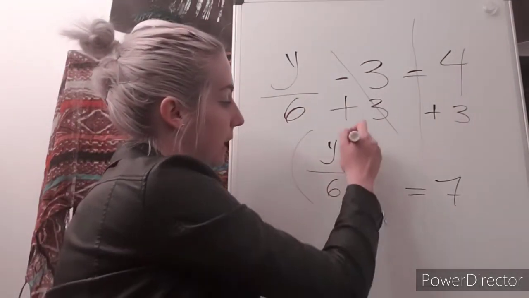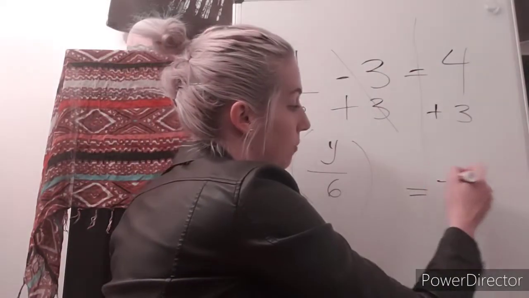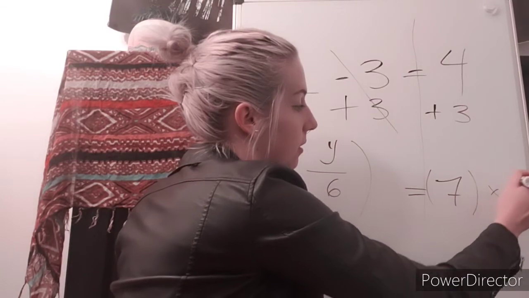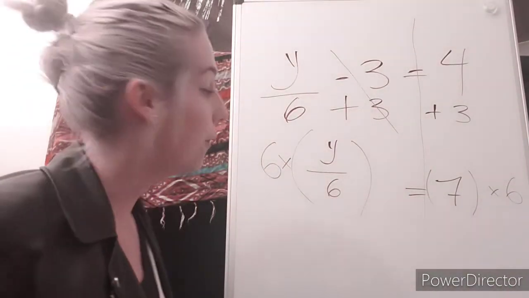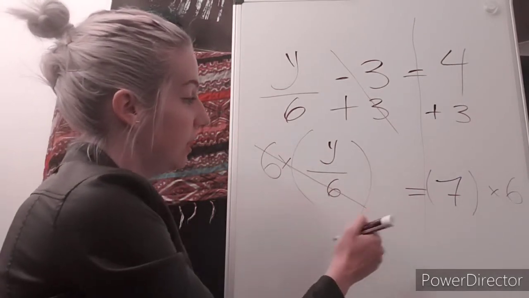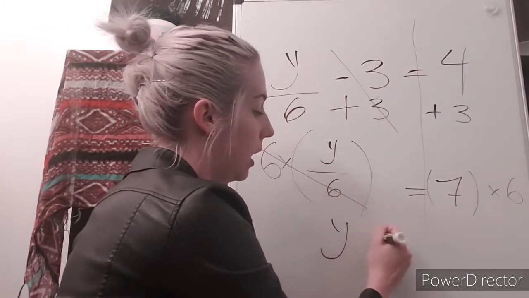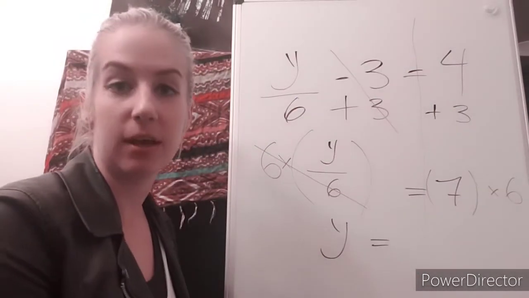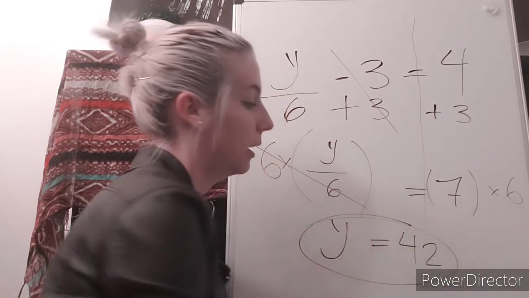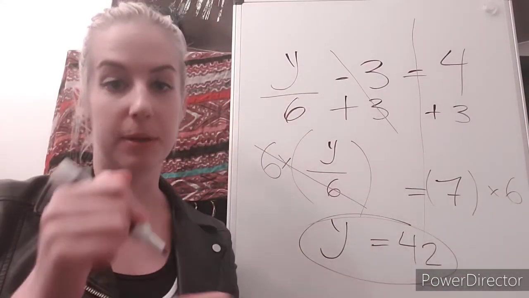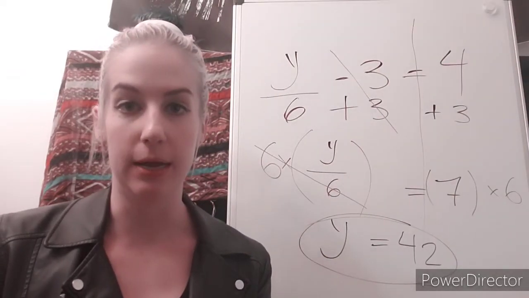So I'm going to multiply this whole side by 6, which means that I have to multiply this by 6 as well. So you can get your calculator out, right? This is going to cancel out what's left on this side, y, right? So I have y is equal to, and then 7 times 6 gives me 42, and that is going to be my answer, okay? So super quick review for you guys.